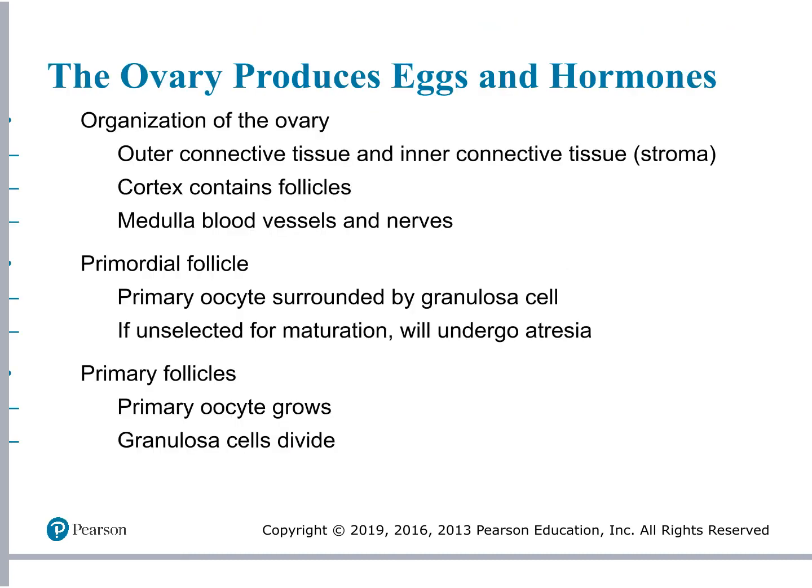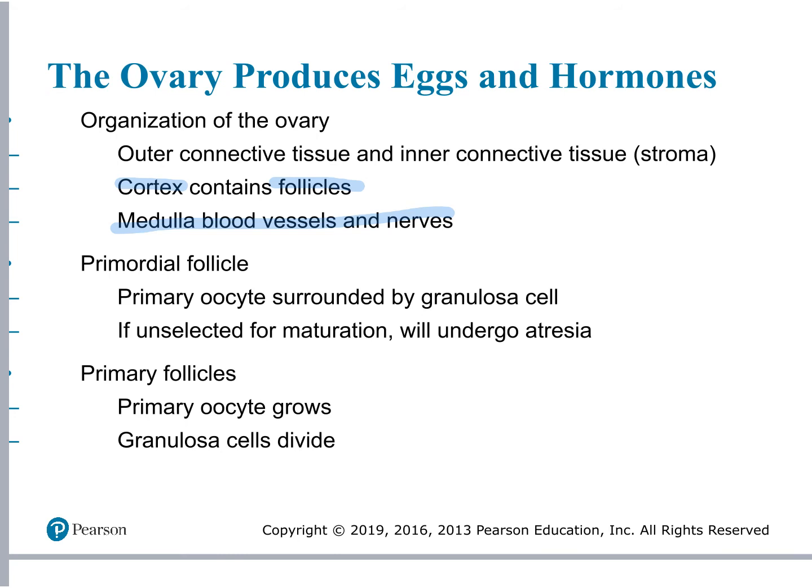All right, some of this I've already mentioned on the previous slide, but I'll go ahead and talk about it. The ovary is separated into an outer part and an inner part. The outer part of the ovary is called the cortex. The ovarian cortex contains the follicles, and the follicles surround the egg cells. The medulla, the inner part of the ovary, is where we have blood vessels and nerves.